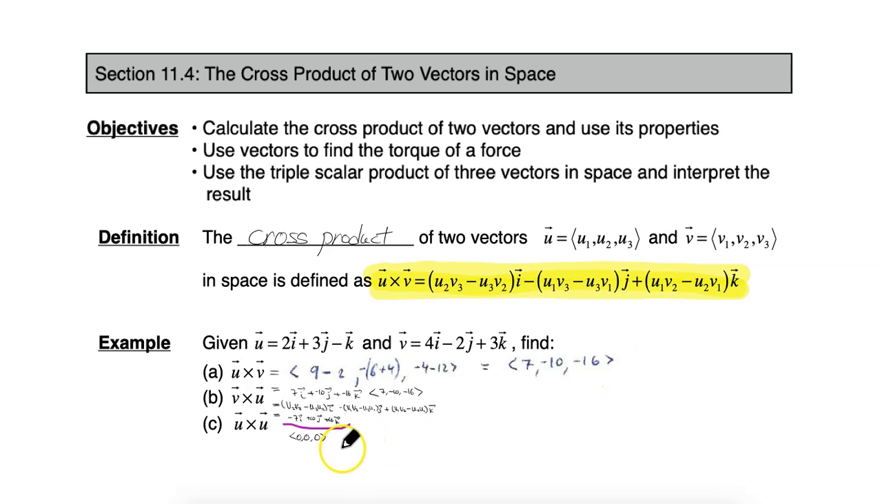Finally, u cross u, if you proceed to doing the calculation, you'll see quite easily why this happens. The answer is 0. So u cross u equals 0, 0, 0. It's pretty obvious when you actually go through the calculations.